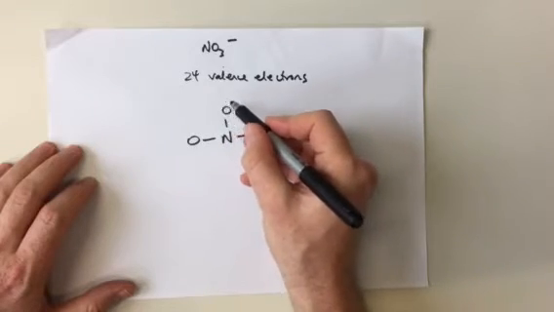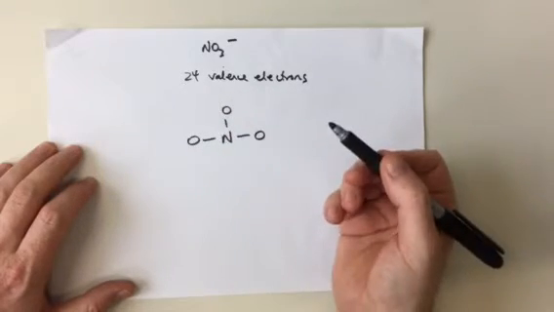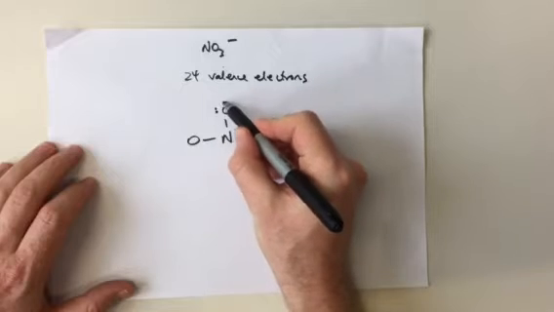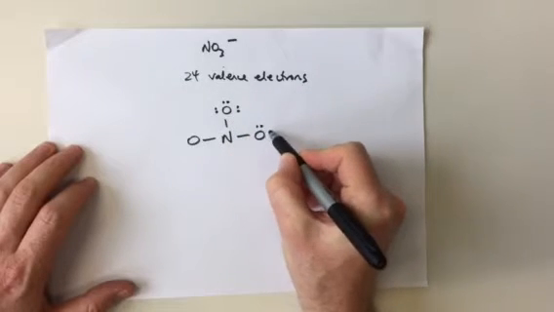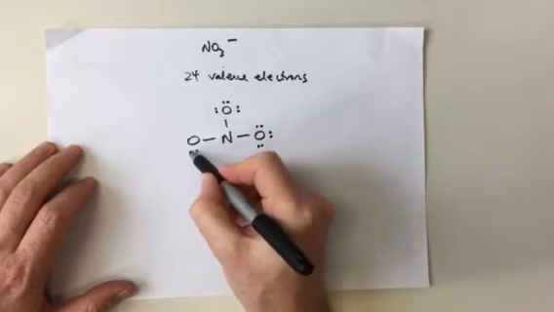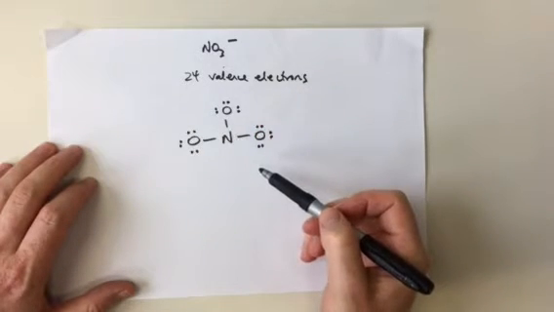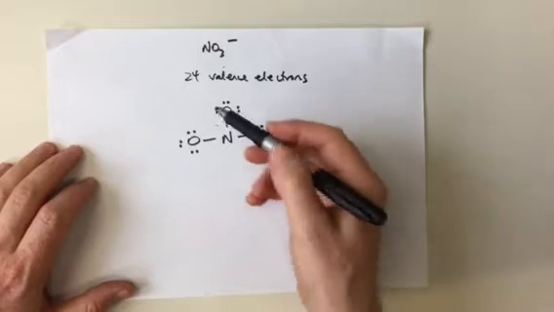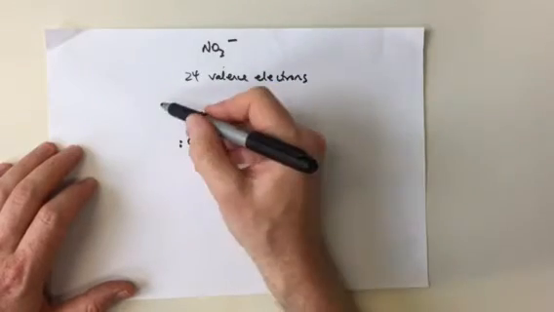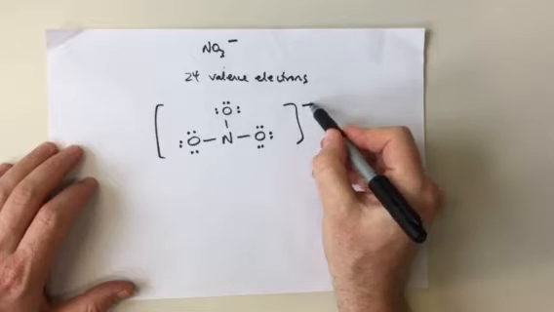So we add those 18 electrons as lone pairs, starting with the electronegative atoms. So we can put 3 lone pairs there, and there, and there. So now we've used up all of our 24 valence electrons. And of course the overall molecule has a charge of -1.